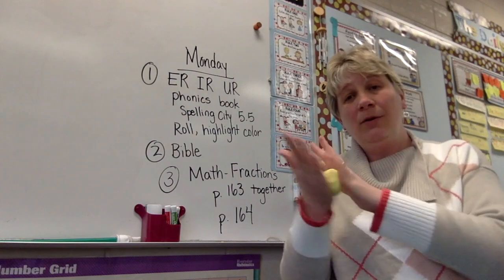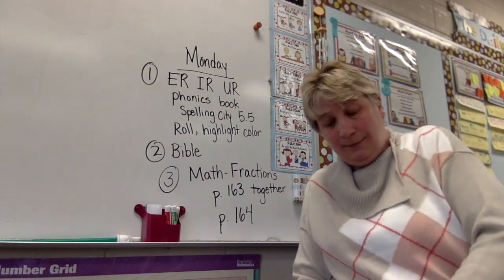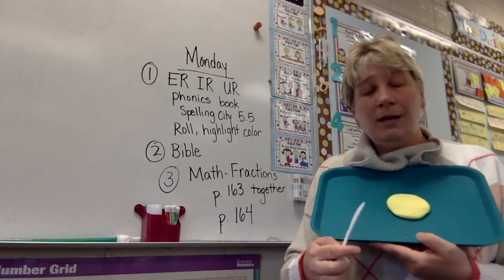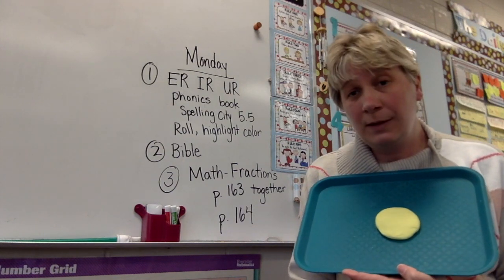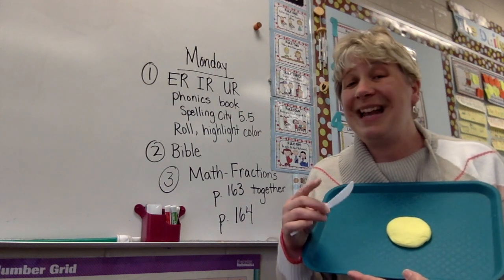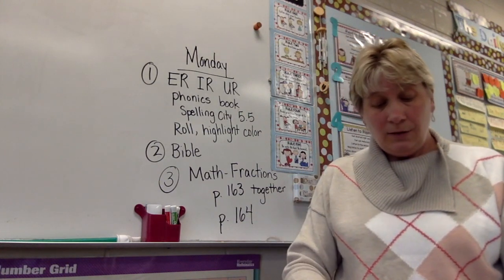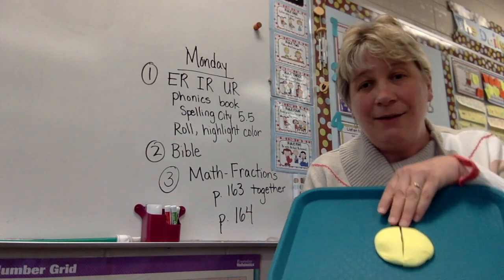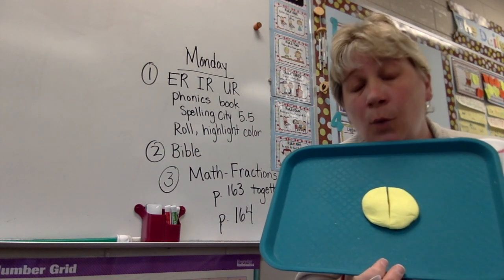Like Friday, we're going to roll a ball and then flatten it out like a pancake. Now we already talked about halves. So when you want to divide something into fourths, you first have to divide it in half. Now remember, when you divide something in half, it's equal on both sides. So let's first divide it in half. So there, I divided my pancake in half right down the middle. But now I want to divide it into fourths.